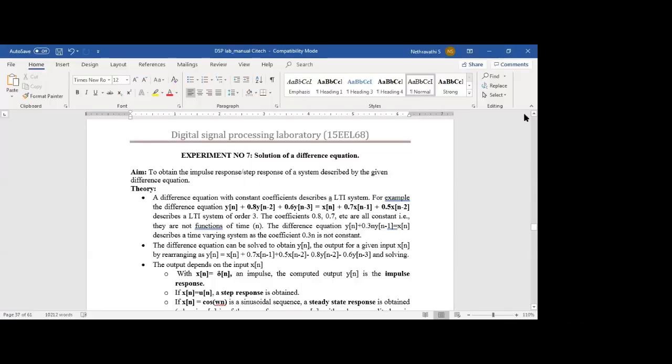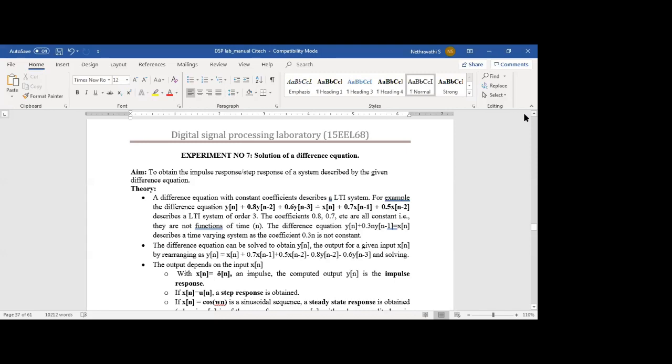A difference equation. What do you mean by the solution of a difference equation? Here, once again, we are trying to find the impulse response or a step response for any given difference equation. So we are just trying to find out the response, which may be an impulse response or a step response.